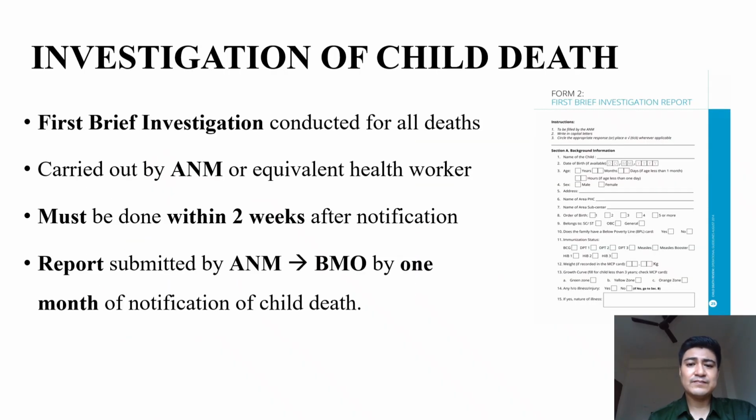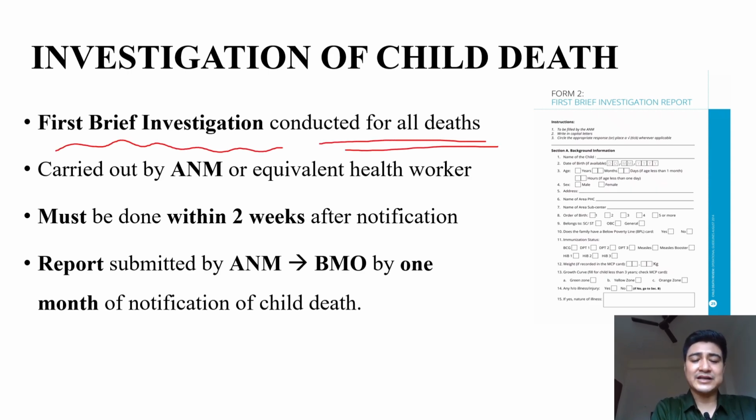Moving on to the next slide now, how the investigation of the child death review takes place. As I have mentioned, when there is an ASHA notifying of a child death, the ANM will verify whether the child death has happened or not. This investigation by the ANM is known as the first brief investigation. It is conducted for all deaths which are notified by the ASHAs. Basically, it is carried out by the ANM or it may also be carried out by some equivalent health worker.